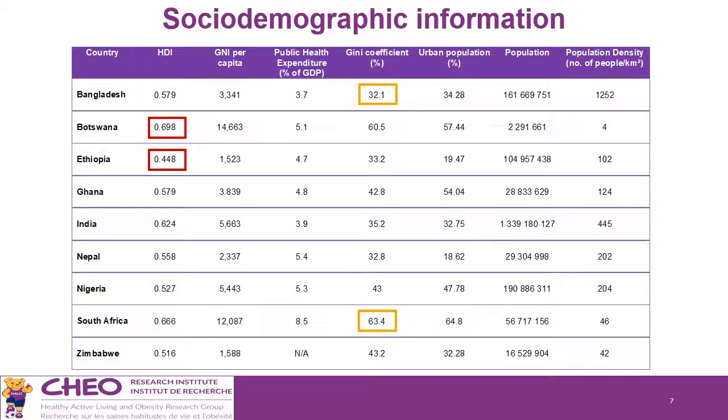By the way, the Gini coefficient, you want it to be lower. Lower means closer to equality. Higher means closer to inequality.